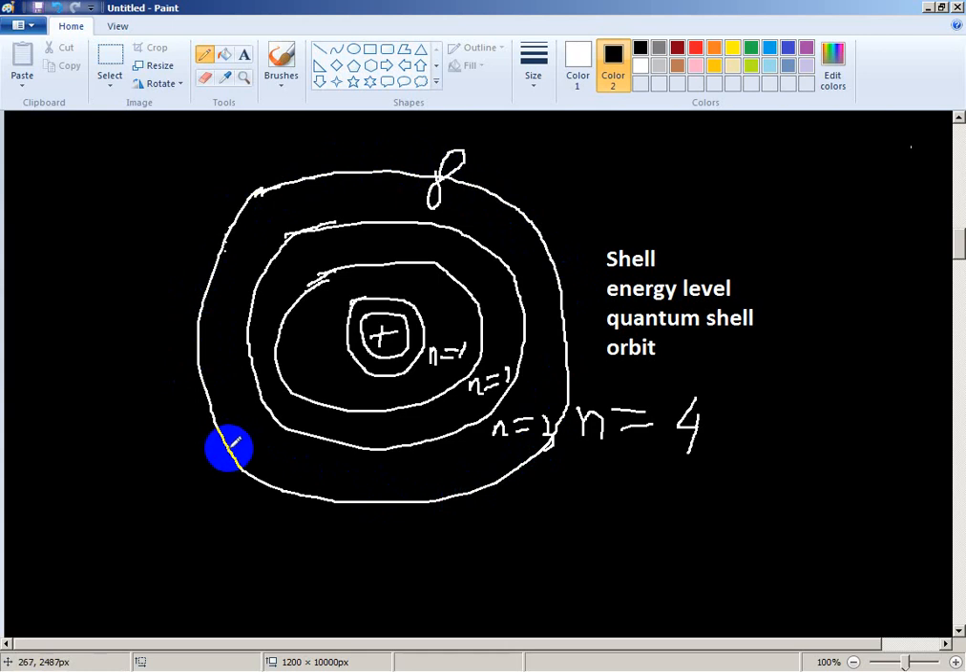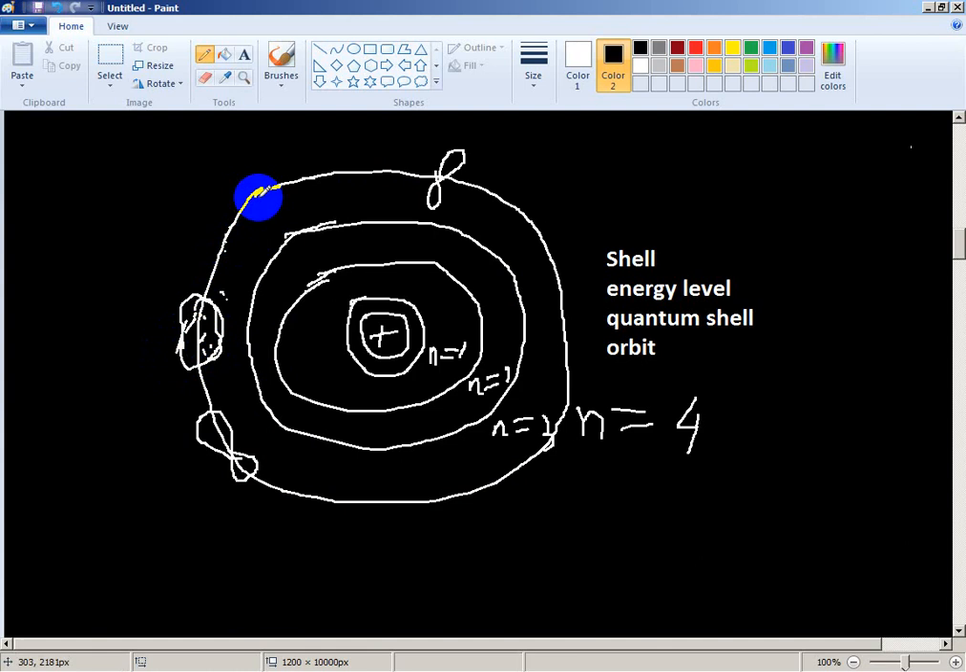The region in a shell where there is maximum, 90% probability of finding the electron is called a subshell. Not all regions have uniform, equal electron probability. Here the probability is maximum, but in this region it is less. So a shell is divided into subshells, where the probability of finding the electron is maximum.